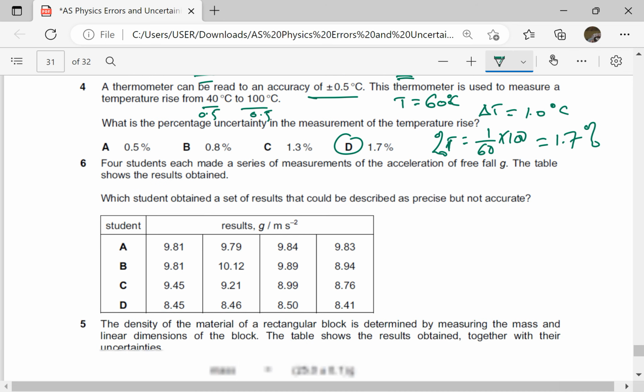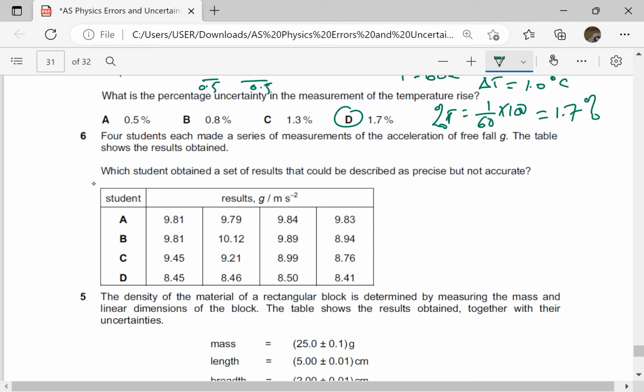4 students each made a series of measurements of the acceleration of free fall. The table shows the results obtained. Which student should obtain a set of results that could be described as being precise but not accurate? I think we have answered a similar question. We say the answer is D. The values are precise, they are close to each other, but their average is not g. g is supposed to be 9.81. The last row cannot give you 9.81 even if you obtain the average. So they are not accurate.